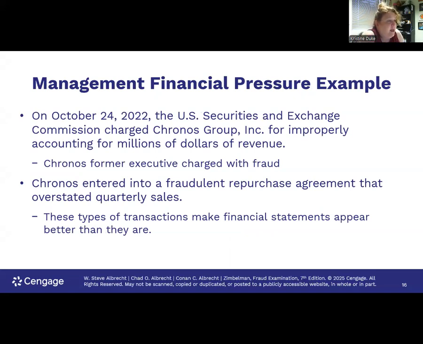Okay. Management financial pressure example. So we've got Kronos Group Incorporated, from properly accounting for millions of dollars in revenue. They overstated their quarterly sales. So that's financial statement fraud.